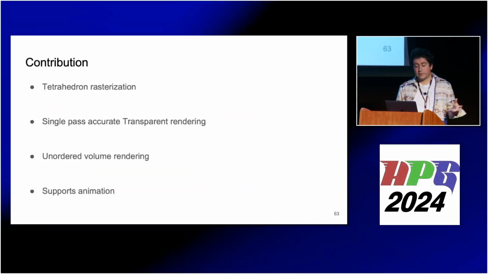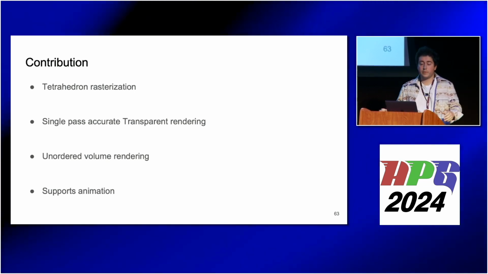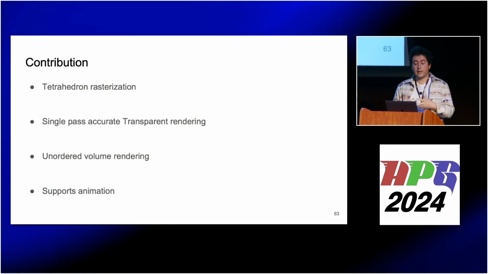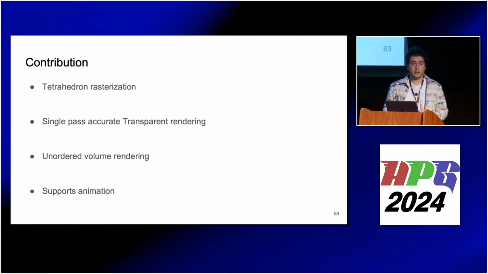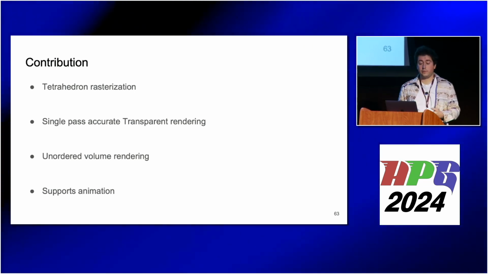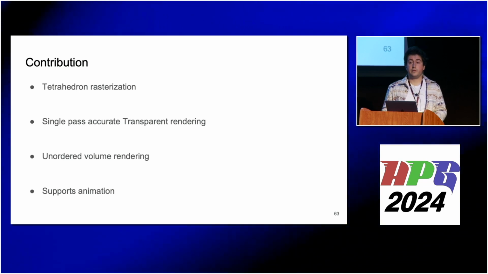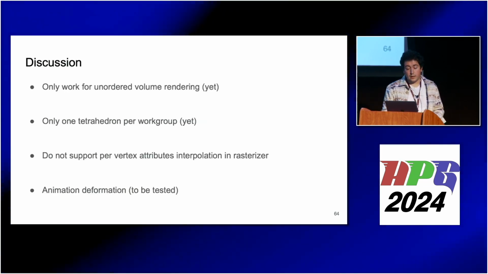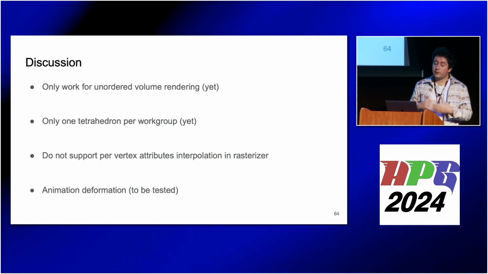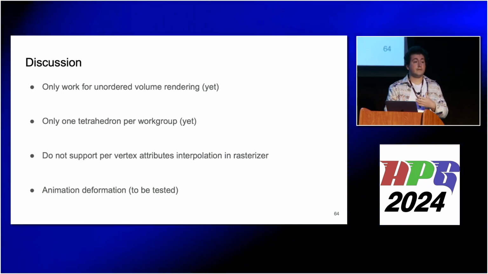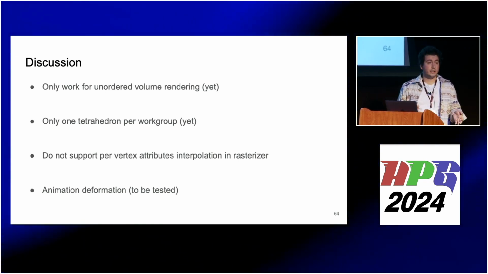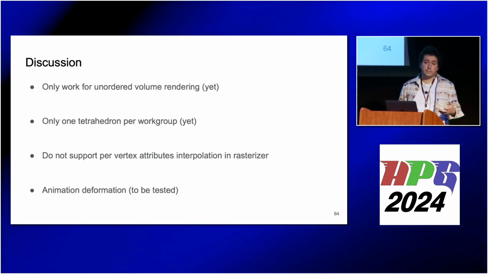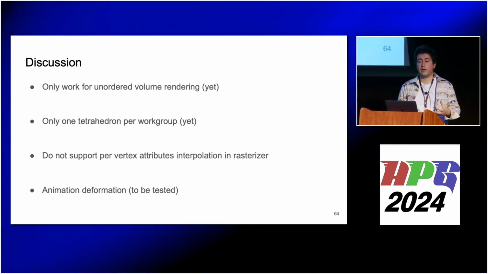So finally, if we summarize, we proposed a tetrahedron rasterization method that can do single-pass, accurate, transparent rendering. It can also be used for unordered volume rendering that supports animation without needing to reconstruct any acceleration structure. Currently, this only works for unordered volume rendering, as intervals are solved separately and then blended just using the blending phase. But it could potentially be solved in future work using a peeling-like method, for example.